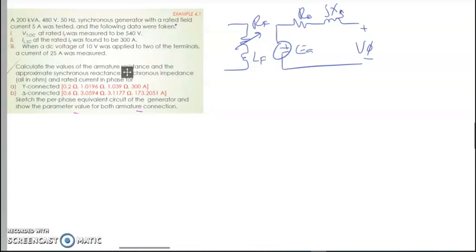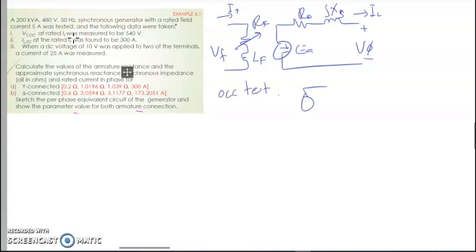In terms of the armature resistance, the synchronous reactance, field circuit voltage, the field current, the load current, so where the parameters are placed. You should write down all the available parameters on the circuit itself such that you can refer to them directly. Okay.